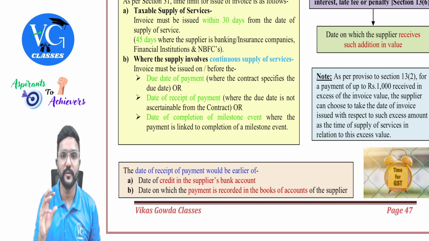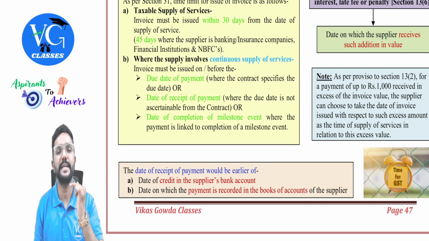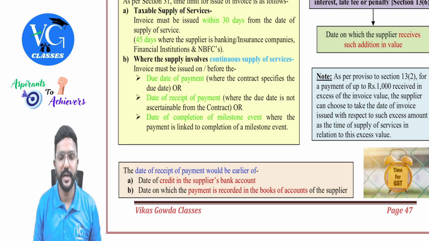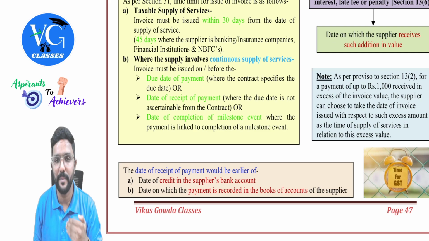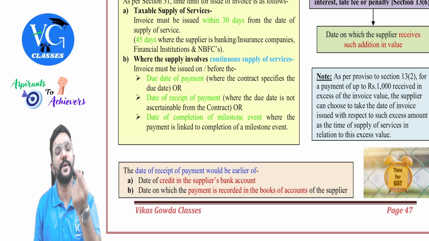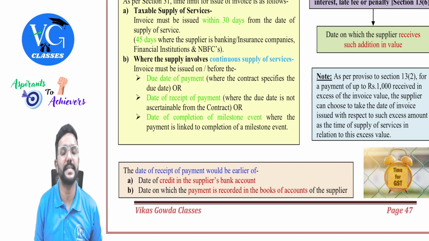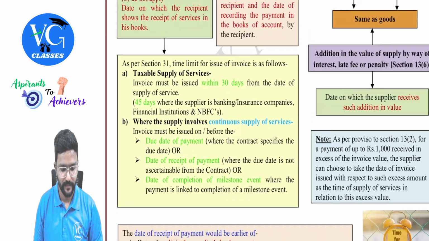So for 10 lakh, what is the due date to issue invoice? The date on which I completed that first floor. Got it? Yes. As and when I complete that milestone event, you are supposed to pay me the amount. So whatever amount you are supposed to pay me, I need to issue invoice on or before the completion of that milestone event. Is that clear? Yes, sir. Fine.